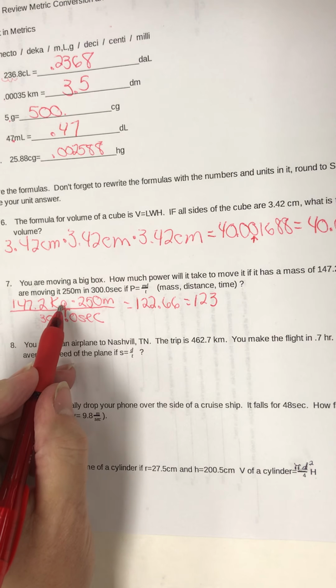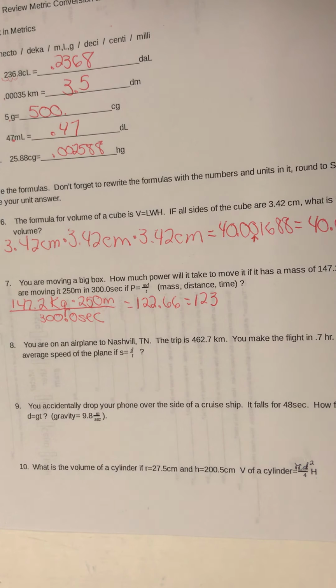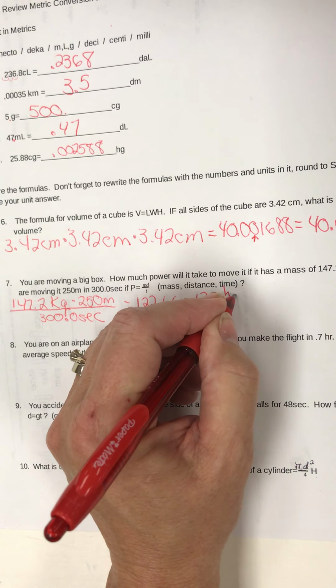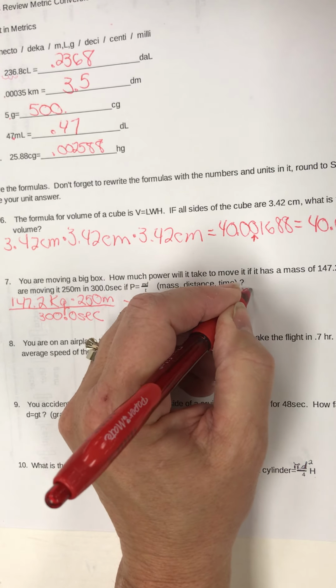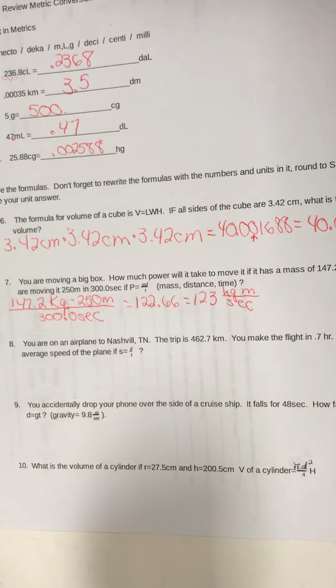I've got kilograms on top, meters on top, seconds on bottom. None of them are alike, so I have no chance of canceling any out. So I have to keep them. Kilograms on top, meters on top, seconds on bottom. Just that simple.